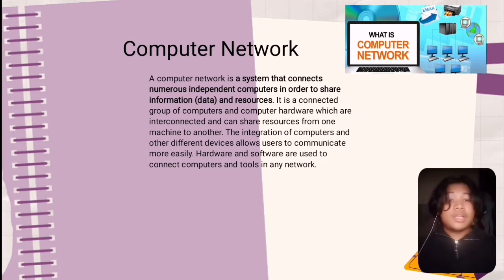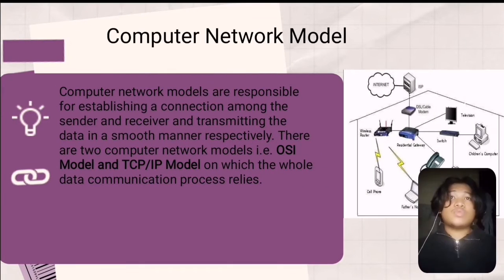Let's move to the next topic. Computer network models. Computer network models are responsible for establishing a connection among the sender and receiver and transmitting the data in a smooth manner respectively. There are two computer network models, in example, OSI model and TCP/IP model, on which the whole data communication process relies.